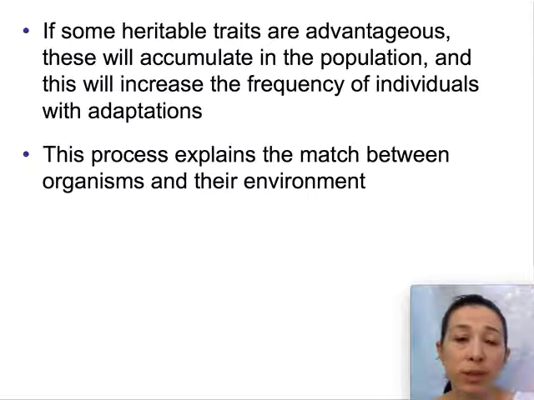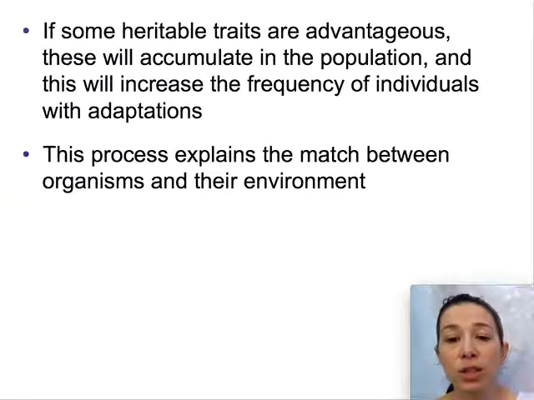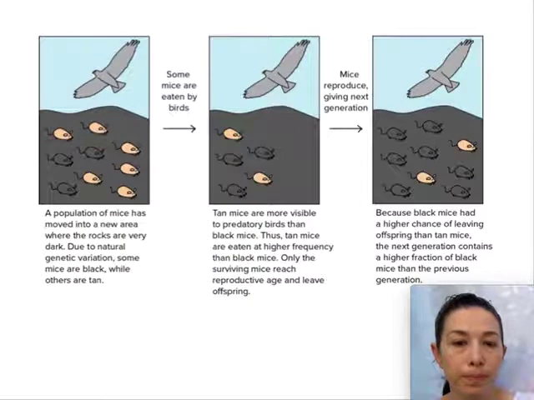So again, what is natural selection? If some traits are advantageous, they will accumulate in the population. So more and more individuals are going to have those advantageous traits. So this explains why there's a match between organism and environment, why finches that had big, strong beaks were able to thrive on islands which had a lot of harder seeds that required those strong beaks.